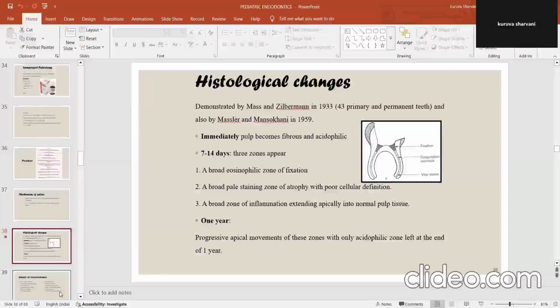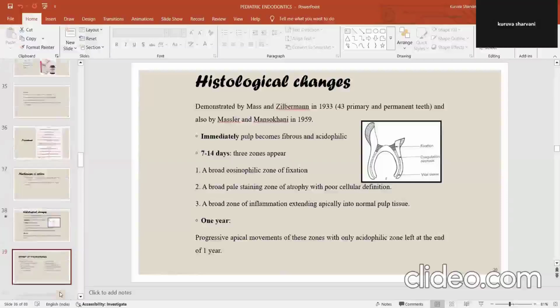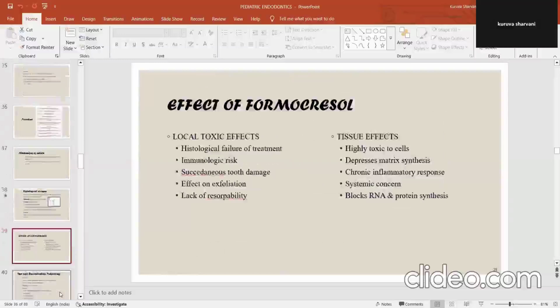Next, the disadvantage of formocresol is that after 1 year, there may be chances of formocresol entering into the root chambers. Next, everyone has some side effects. That is, formocresol also has a few side effects. That is, immunological risk. Next, it is highly toxic. It blocks the RNA. It depresses the matrix synthesis. These are all the effects of formocresol. Hence, we are diluting the formocresol to 1/5%.